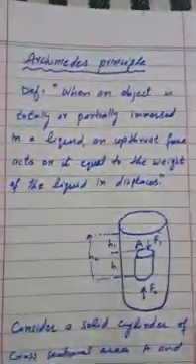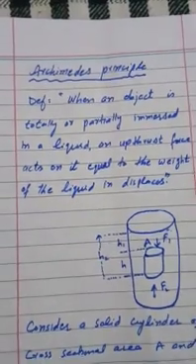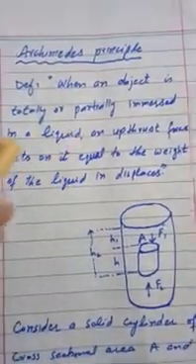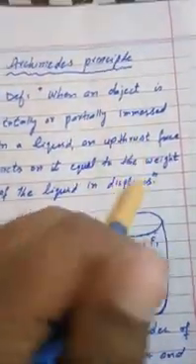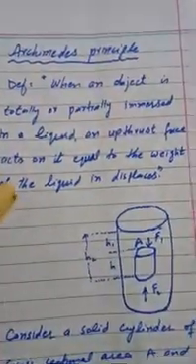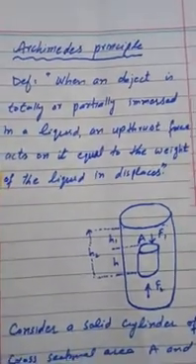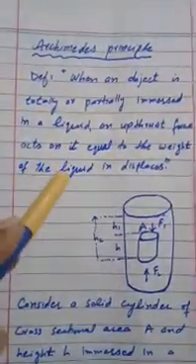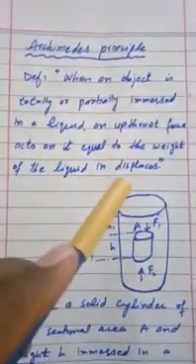Define Archimedes principle: when an object is totally or partially immersed, immersed meaning dipped inside the liquid, an upthrust force acts on it equal to the weight of the liquid it displaces.